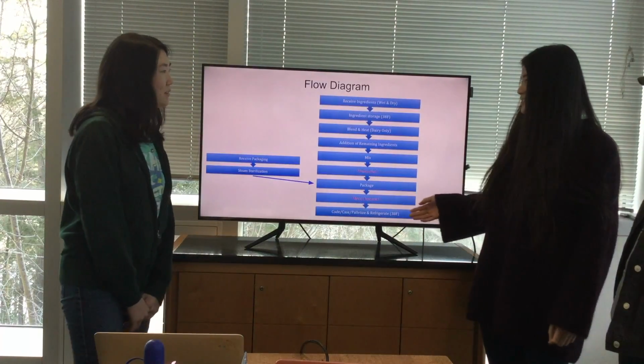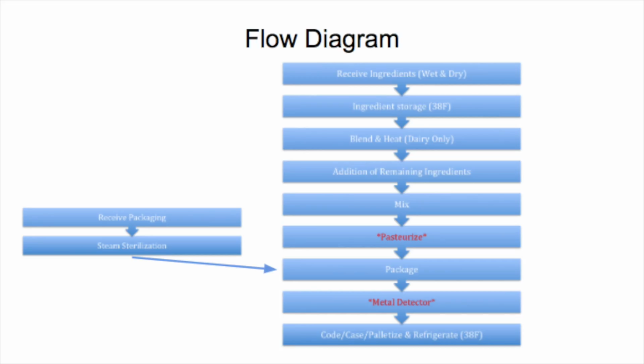I will introduce the flow diagram to you. First, we will receive both wet and dry ingredients. The wet ingredients would include shredded cheese, shredded cheddar cheese, whey, cream, and jalapeno. And the dry ingredients would include sorbic acid, salt, lactic acid, and gum.